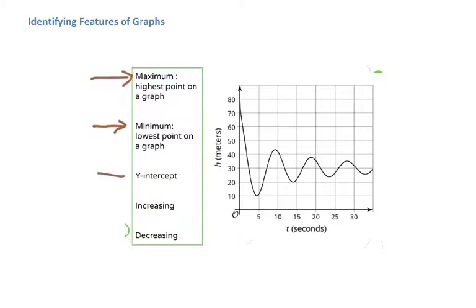We're going to talk about a y-intercept. So where is the graph touching the y-axis? We're going to talk about where the graph is increasing and where it is decreasing. And I'm going to show you this graph and do these points on the graph exactly. All right, so the very first thing we're going to talk about is the maximum point on the graph. So where's the highest point? The highest point is right here. This is the highest. This is the maximum.